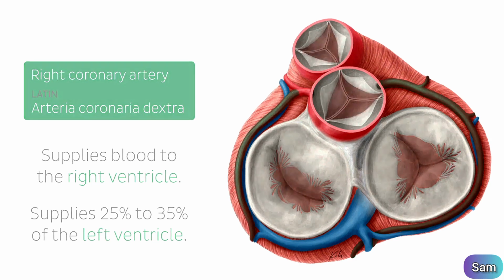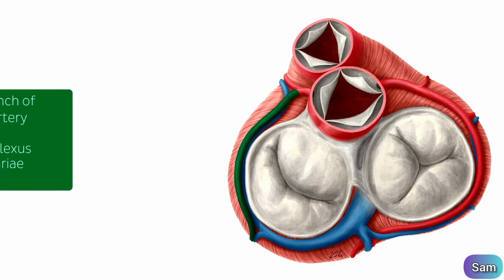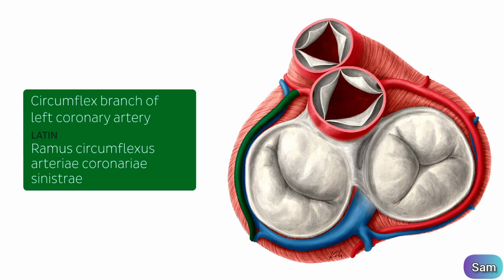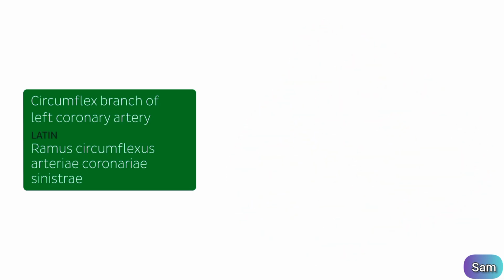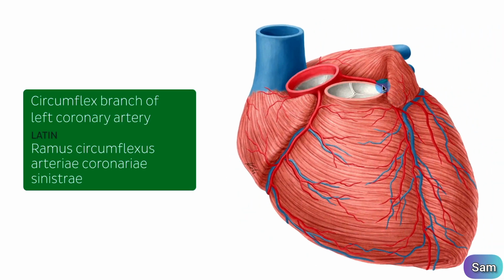The next structure worth highlighting on this image is known as the circumflex branch of the left coronary artery. As you can see on this image, it follows the left part of the coronary sulcus, running first to the left and then to the right, reaching nearly as far as the posterior longitudinal sulcus. You can also see a little bit on this anterior view of the heart the circumflex branch of the left coronary artery, highlighted in green, coming from this artery here, which is the left coronary artery.